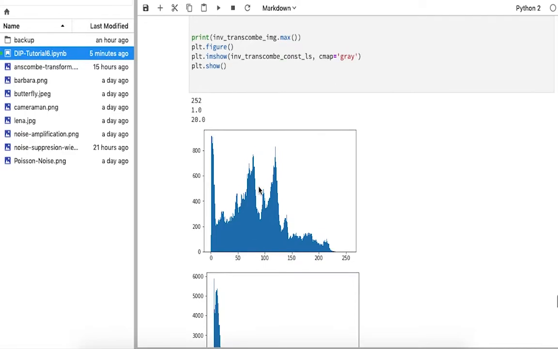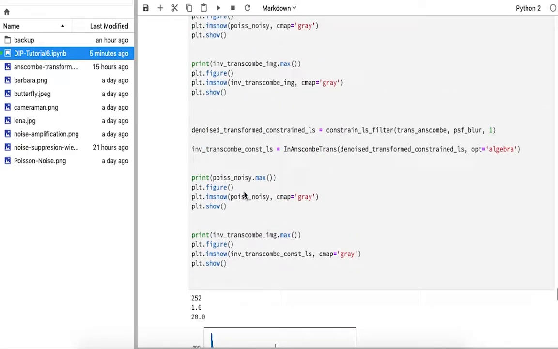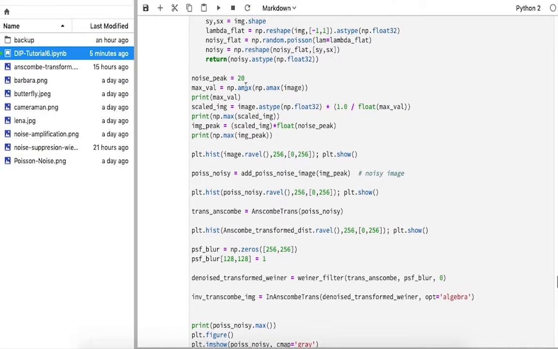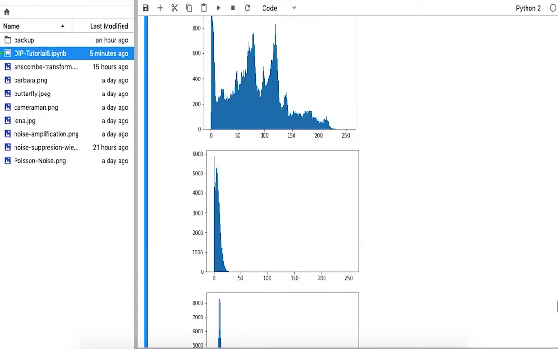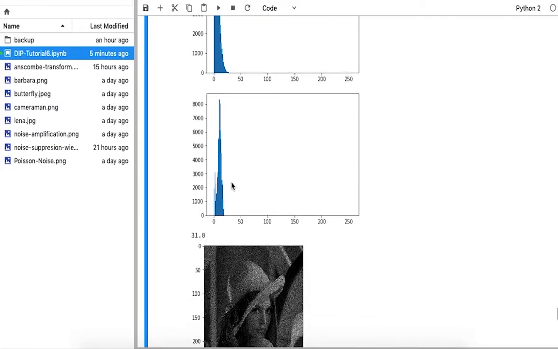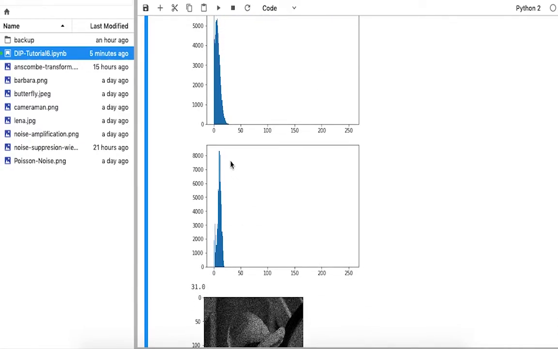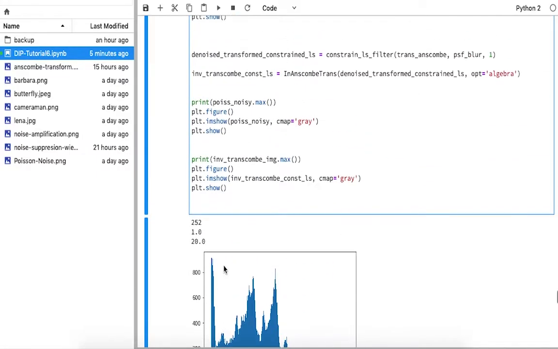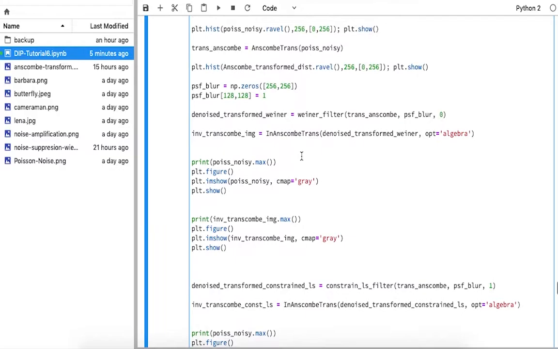Initially, this was the histogram of my image. My Poisson noise here has a peak value of 20. You see that after 20 it dampens very sharply. This is my Poisson noise image. All my pixels are integers between 0 and 20. Then when I do the Anscombe transform, it kind of pushes all of them to, so maybe you can see it better if I remove this.